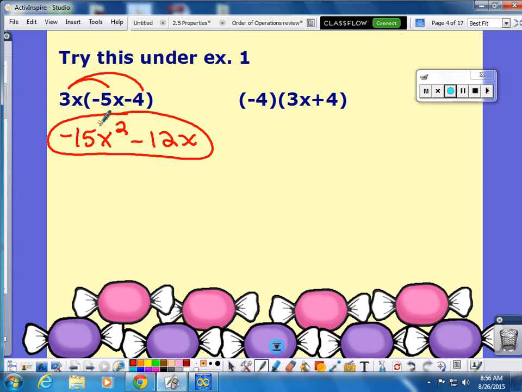Alright, the second problem would be minus 16. Very good. You guys have those? Any questions?